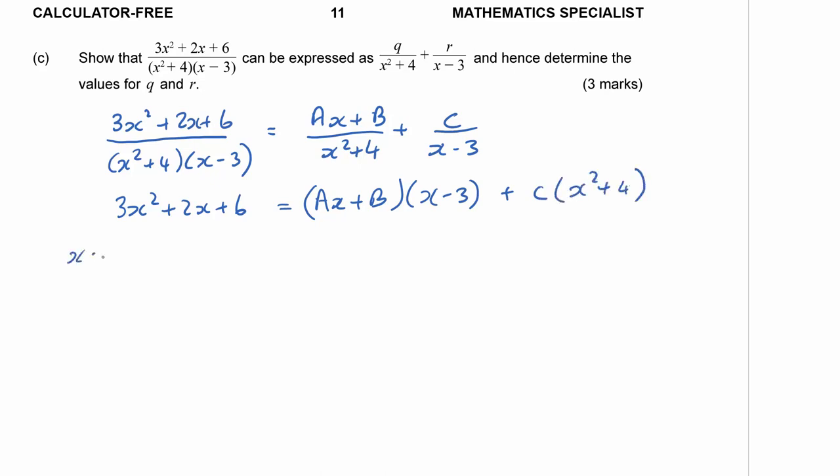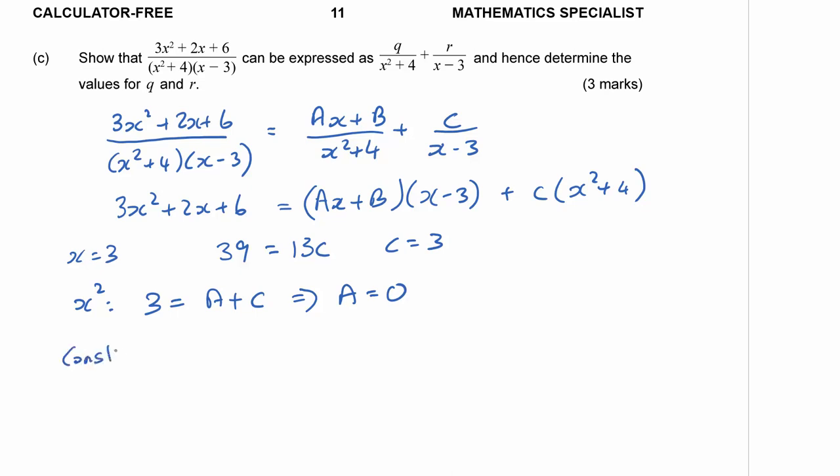Let's put x equal to 3, and then we get 27 add 6 add 6, which is 39. This will disappear because of the 3 minus 3. 9 plus 4 is 13, 13c, so c equals 3. Coefficients of x squared, on the left we've got 3, on the right we would have a plus c, which tells me a equals 0.